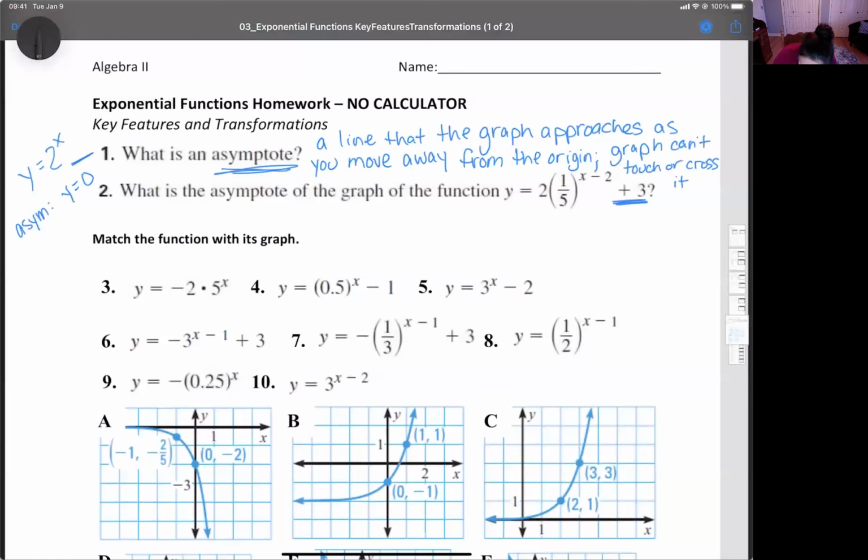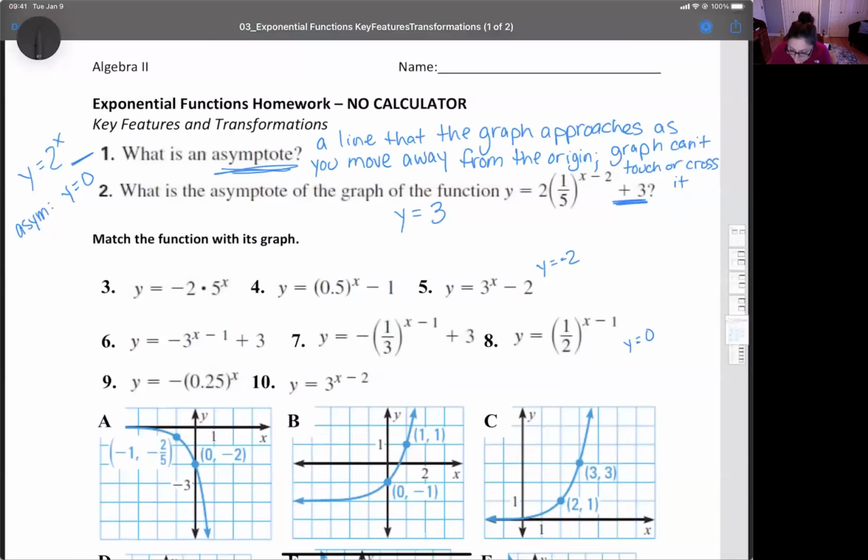If I'm adding or subtracting anything, that's my asymptote. So here, our asymptote would be the line y equals 3, since we're shifting up 3. If I had something like number 5 down here where I've got -2 at the end, then our asymptote would be the line y equals -2. So it should always be easy to pick out the asymptote. If I see a number there at the end that I'm adding or subtracting, it's that number. If I don't see a number that I'm adding or subtracting at the end, then it would just be y equals 0 for your asymptote.